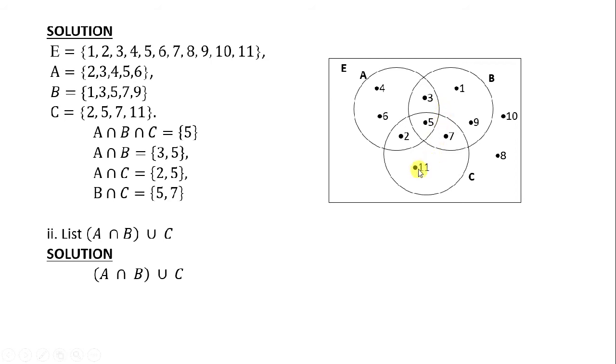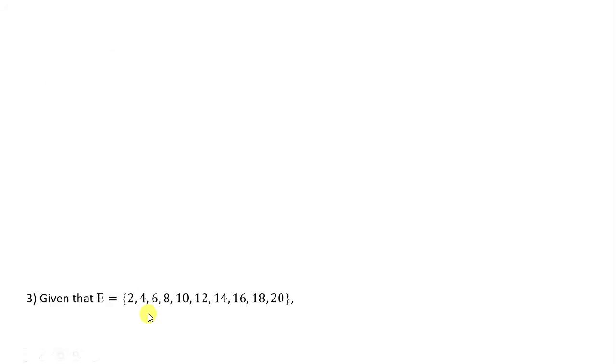Union, which elements are found in set C. We have 2, 5, 7, and 11. So we are looking for the union. It means combine them. So our answer will be 2, 3, 5, 7, and 11. Just because 5 is appearing twice doesn't mean you write it twice. You just write it once because 5 is 5. We go to the next question.